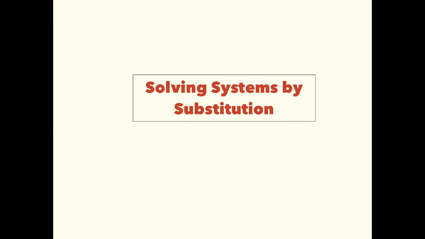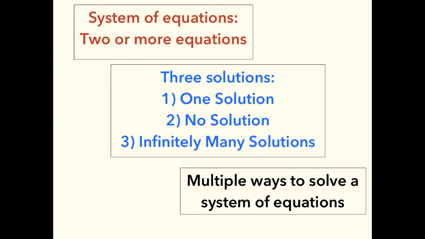Let's get started. And a quick reminder about systems of equations. Remember that a system of equations is just two or more equations, and that there are three possible solutions you can get. One solution, which is where they intersect, no solution, which is when they're parallel, or infinitely many, which is when the equations are the same line.